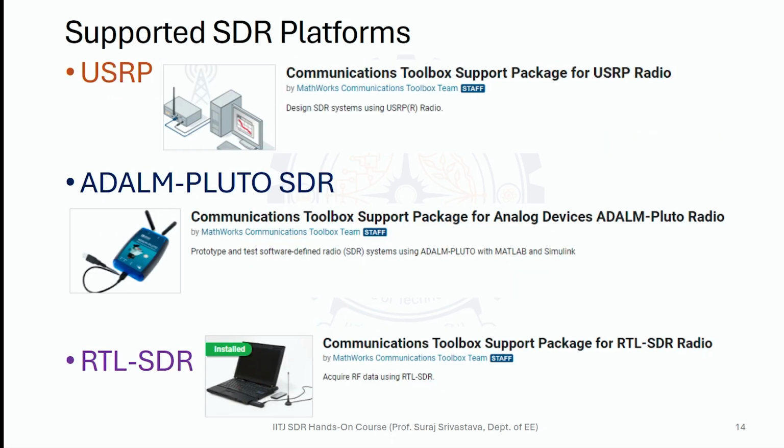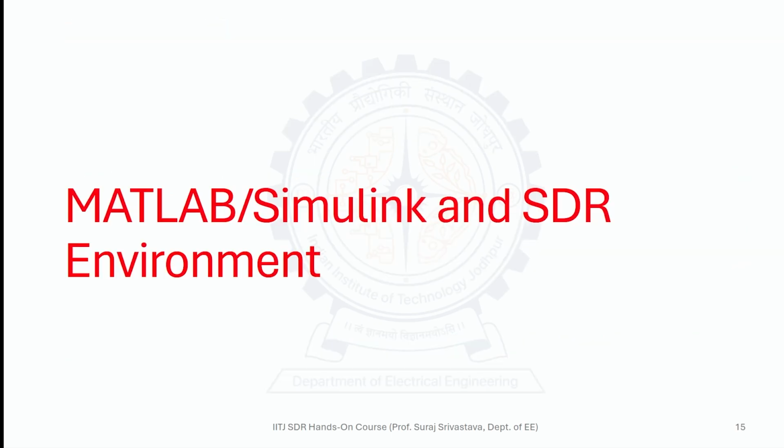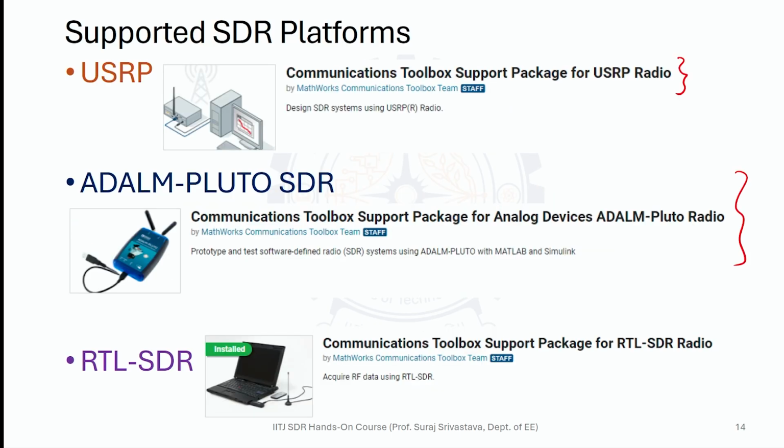As I mentioned, when you want to install the support packages for these SDRs, in MATLAB you have to go to the Add-Ons tab, and if you search for the Communications Toolbox Support Package for USRP Radio, you will get the required package and you have to install it. If you have the ADALM-Pluto SDR, then you search for the Communications Toolbox Support Package for Analog Devices ADALM-Pluto Radio. You will get the installation package and you can install it, and similarly for the RTL-SDR. Before moving to the next part, I will briefly show you what these SDRs look like.